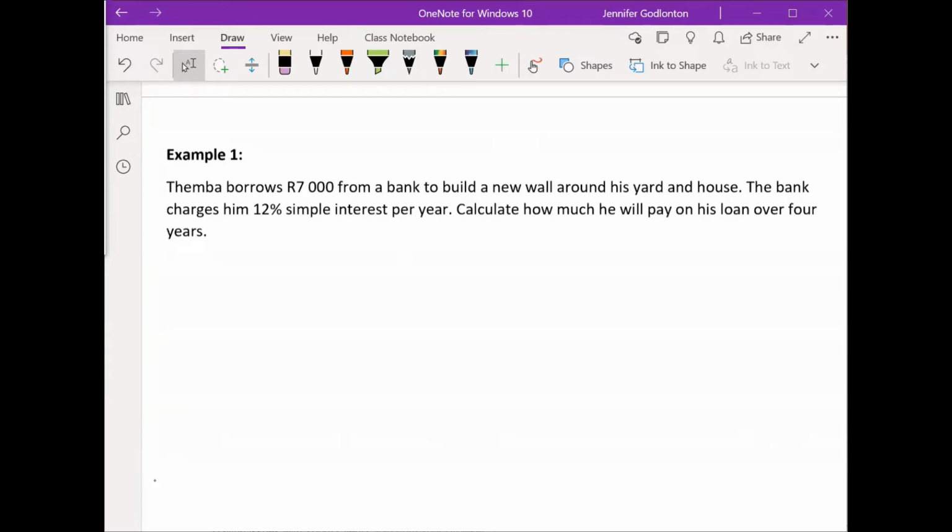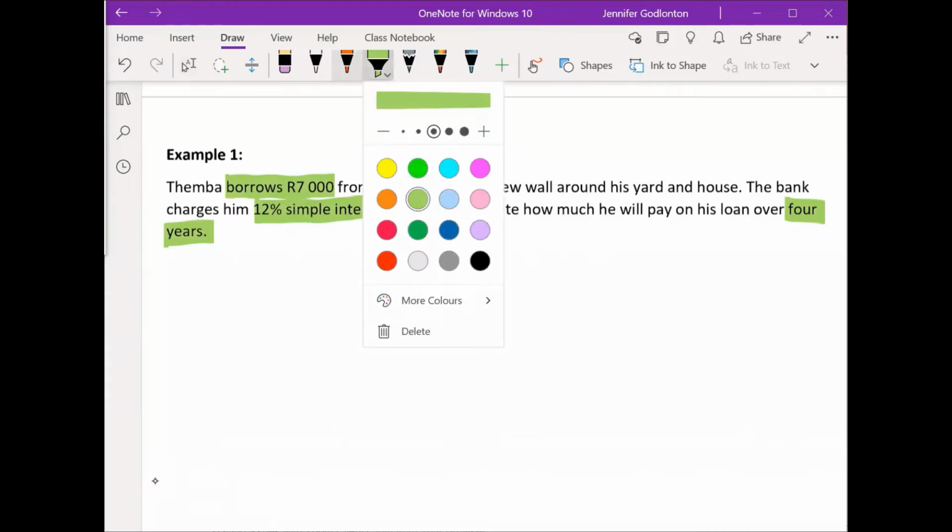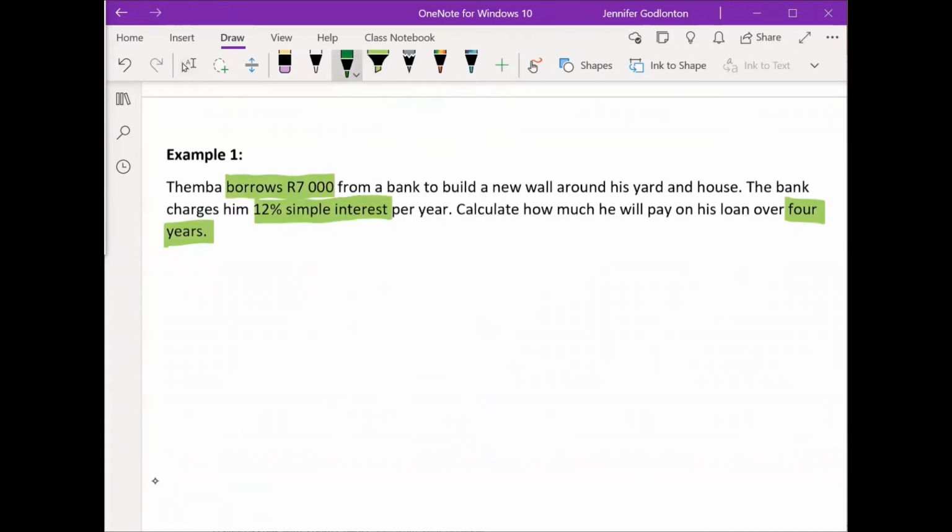Now, I'm going to teach you a method that is a good thing to keep with you all the way up as you move up to matric, and I call it the grocery list. So the first thing we want to do is figure out our important information. Themba borrows 7,000 Rand. The bank charges 12% simple interest per year, and we want to know over 4 years. So what we do is we write our grocery list down the side.